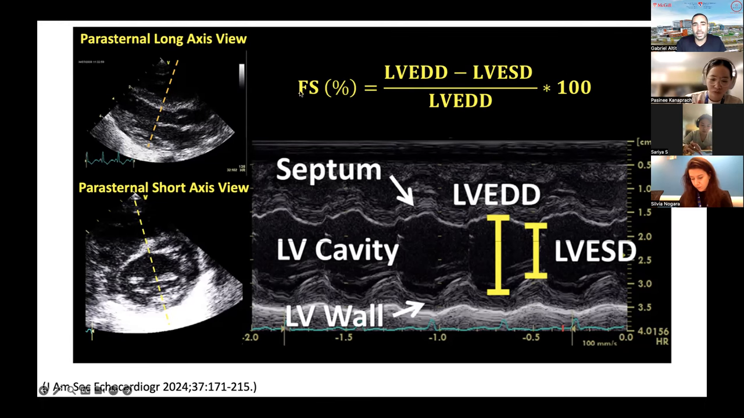We use the M mode to calculate something called the fractional shortening of the left ventricle, which is basically the left ventricular end diastolic diameter minus the left ventricular end systolic diameter, divided by the left ventricular end diastolic diameter, times 100, to provide you a shortening fraction. You can do this in the two views, and it's a marker of left ventricular systolic function.